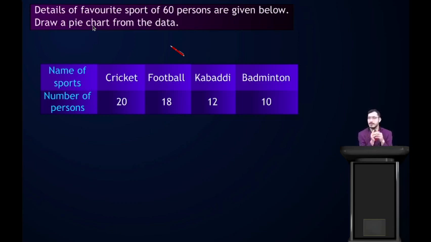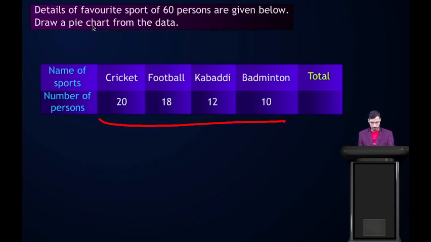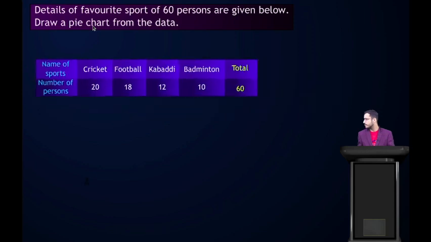Let's see. Details of favorite sport of 60 persons are given below. Draw a pie chart from the data. Now here you can see the data: name of the sports and number of persons. Cricket, there are 20 persons. Football, kabaddi and badminton. Now first we find the total. Already given in the question, there are 60 persons. So that means total is 60 here.